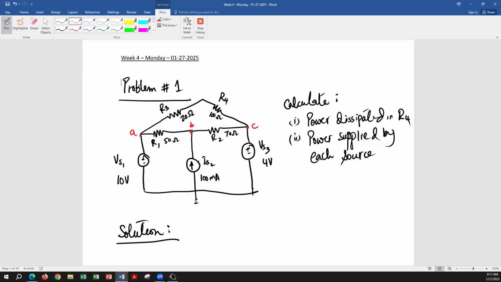Okay. And how are you going to find the voltage of node A and C? They're already given, VS1 and VS3. And you guys keep saying, oh, we need nodal. Why do we need nodal? Why don't you apply Ohm's law and calculate the current in R3 and R4? You know the voltages at node A and C. Can't you apply Ohm's law?